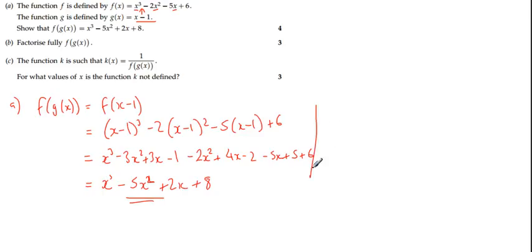Okay, part B, I'm just going to come over to this side of the screen. Part B: factorise fully f of g of x. So f of g of x is what I've just been working with. It's terribly messy, forgive me. 1, minus 5, 2, and 8. Again, we're not given too much of a clue here, but we know we're working with factors of 8.